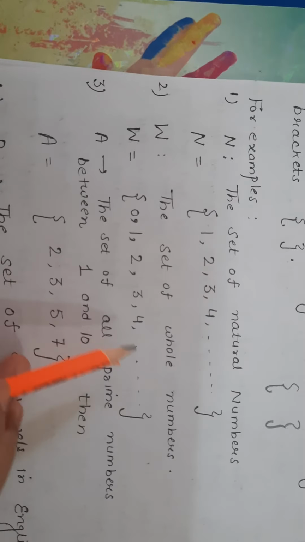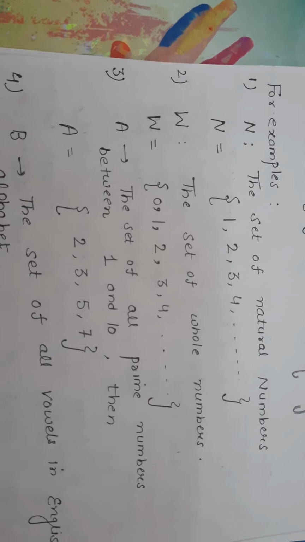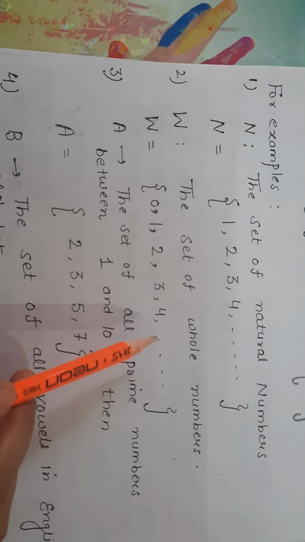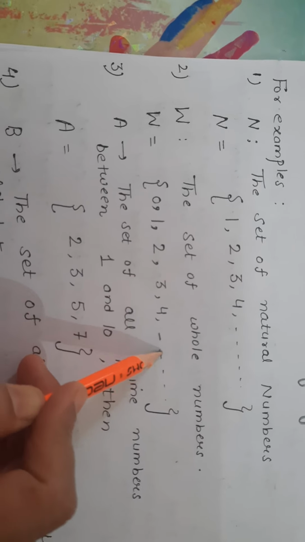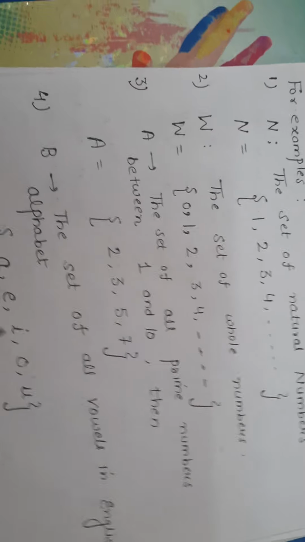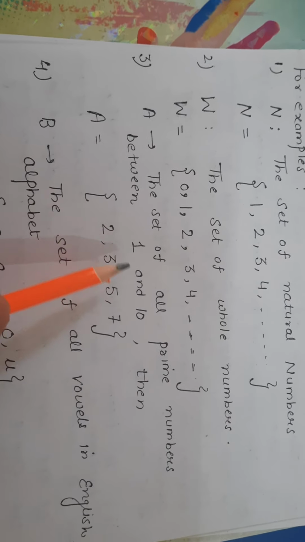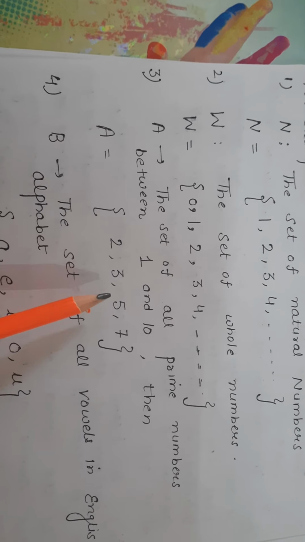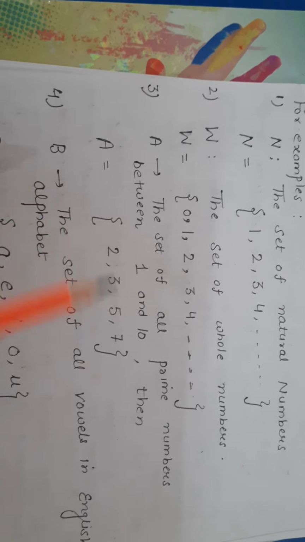Next, W, the set of whole numbers. Whole numbers start from 0. So we'll write 0, 1, 2, 3, 4. Again they are infinite, so we'll write dots like this and then enclose them in curly brackets. Now let A be the set of all prime numbers between 1 and 10. They are 2, 3, then 5, 7, and then apply these brackets.